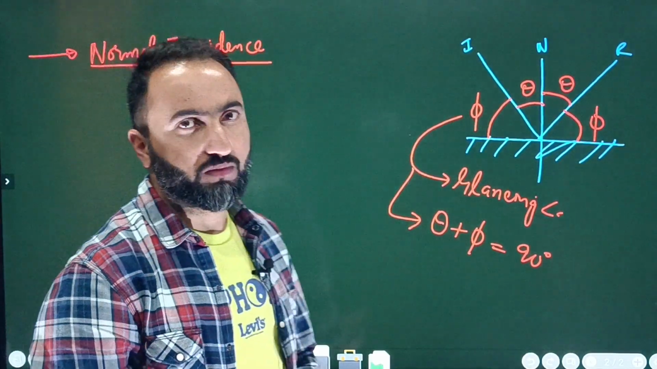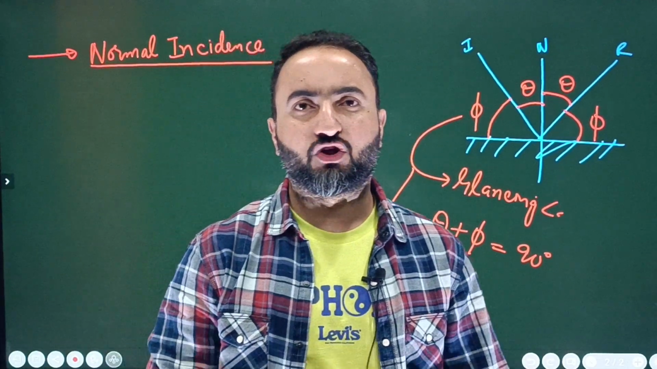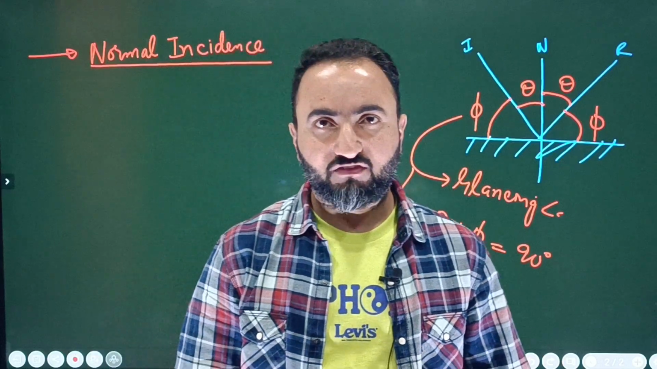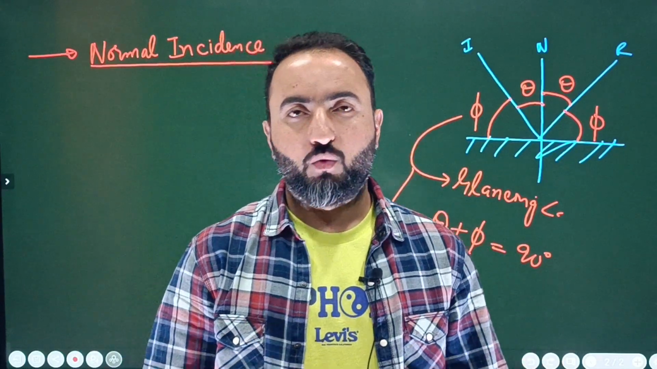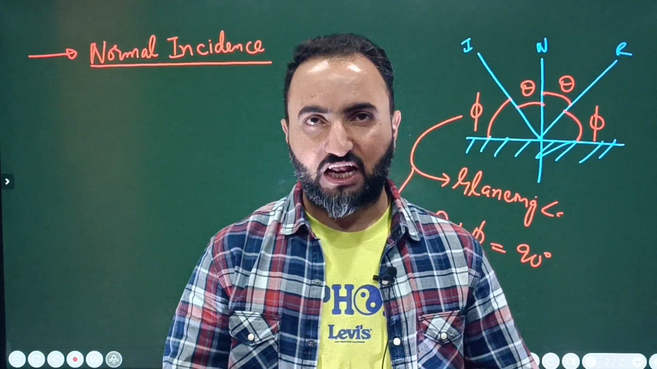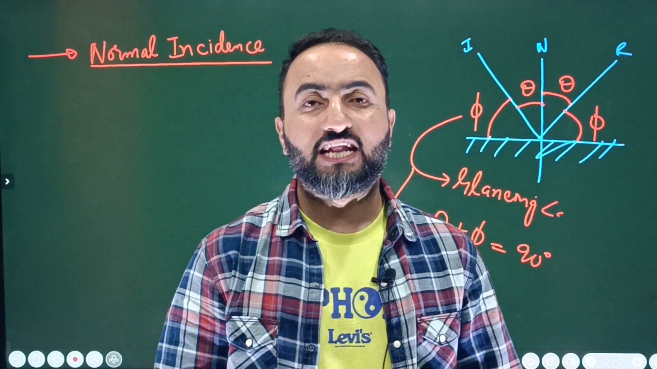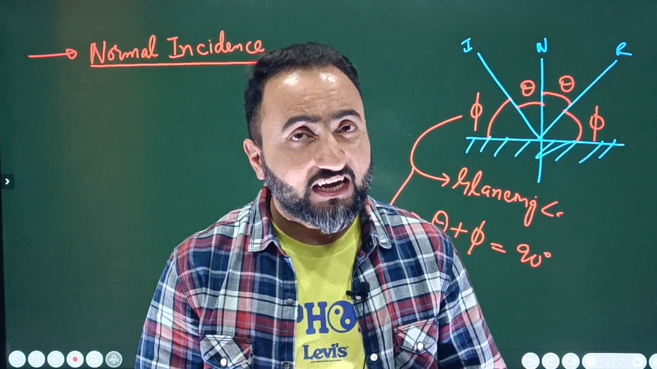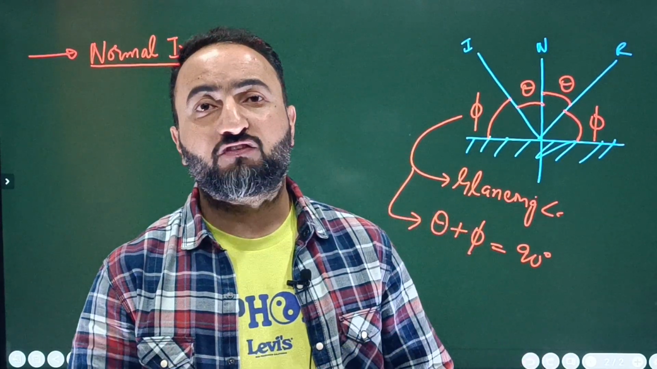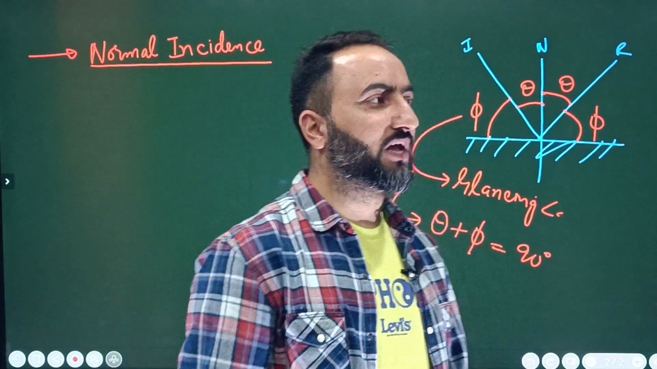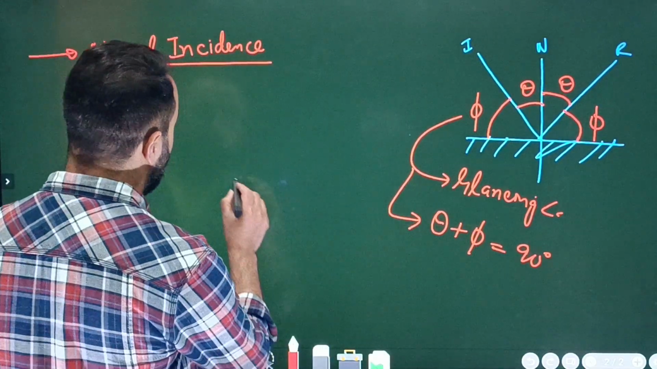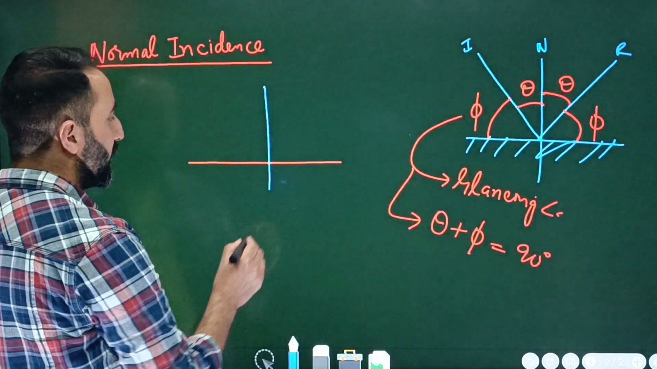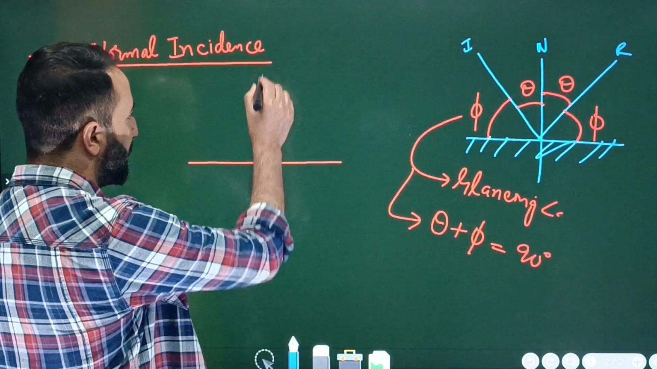Simply, normal incidence implies that the ray of light is incident normally on the mirror. When the ray of light is normally incident on the mirror, what is the angle of incidence? Obviously 0 degrees. When the angle of incidence is equal to 0, what about the angle of reflection? That has to be 0 degrees. That means the reflected ray will retrace its path, moving along the same path as the incident ray. It is like this. For example, here we have a mirror, and this is the normal to the mirror.